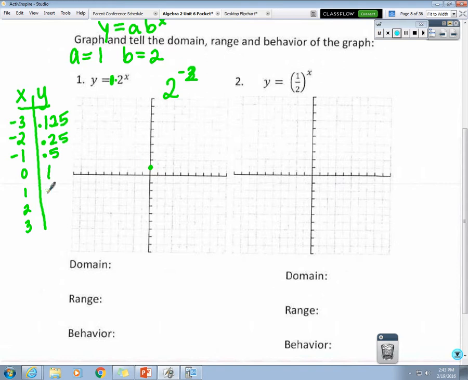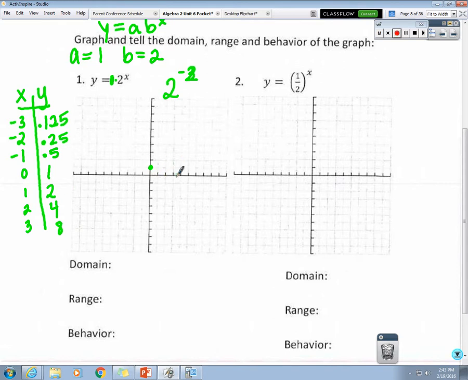What about 2 to the first power? 2. 2 to the second power? And 2 to the third power? 8. Okay, so now what we've created for ourselves is 7 coordinates that we can plot over here. So I'm going to work backwards and start with the nicer ones first. 3, 8. How do I plot 3, 8?